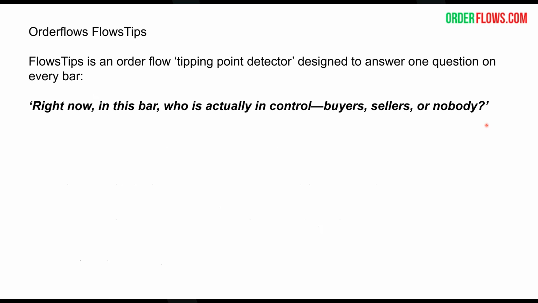So FlowsTip is an order flow tipping point detector. That's the name, FlowsTips. It's designed to answer one question in every bar: right now in this bar, who is actually in control? Buyers, sellers, or nobody? Sometimes no one's in control. The market's just doing what the market does, which is facilitate trade.